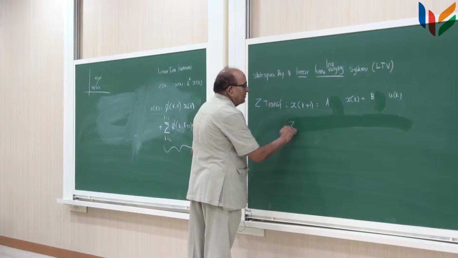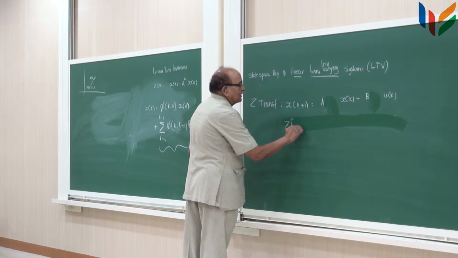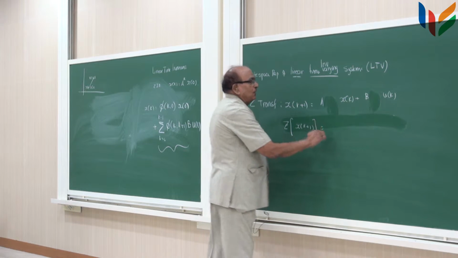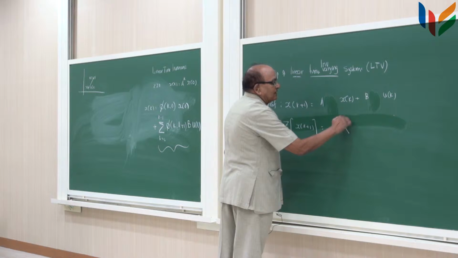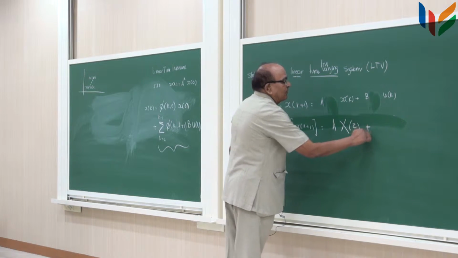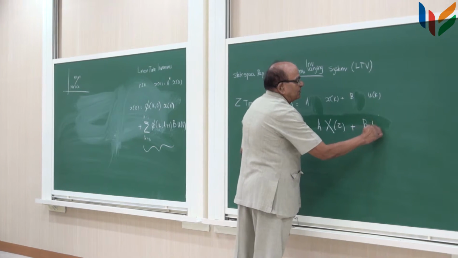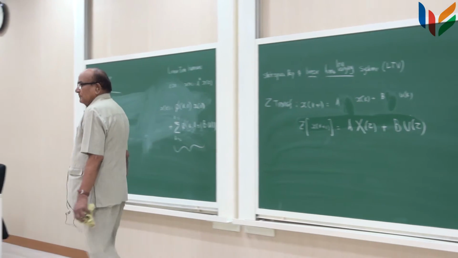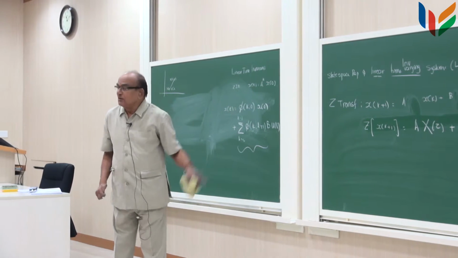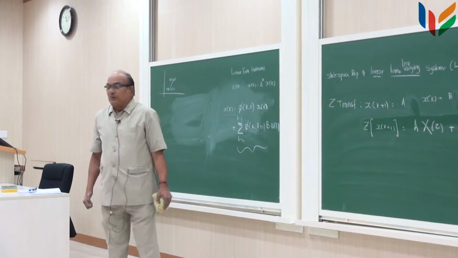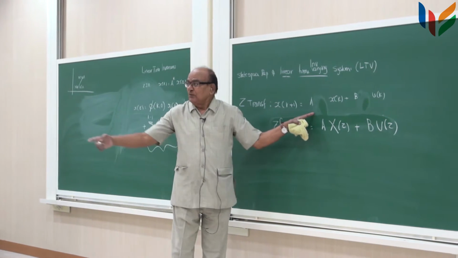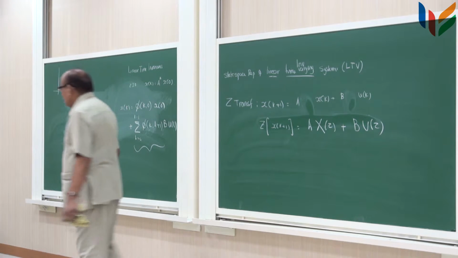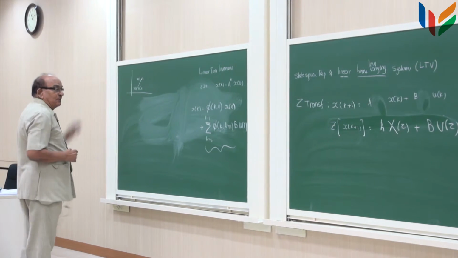I get the Z transform of x(k+1) is equal to A times x(k) plus B times u(k). I can do this because A and B are constant matrices. If A is also a function of k, by the argument I told you earlier, the product will give you a convolution, so I can't do much after that.